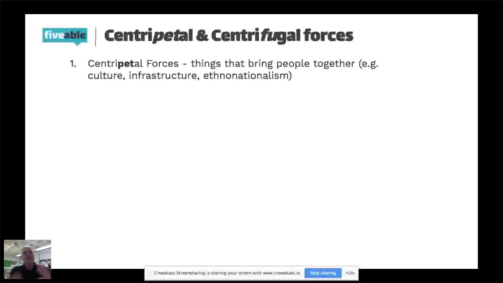But centripetal, it's something you want to pet, something you want to bring close to you. I've heard other teachers use the last five letters, a petal. A flower is something that you might give to someone that you like because you want them to be closer to you. Some examples of this: a shared culture can bring people together.